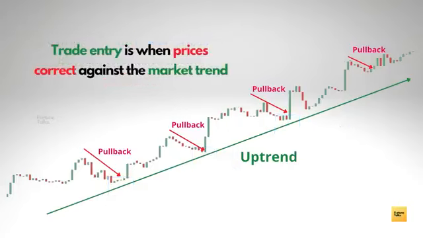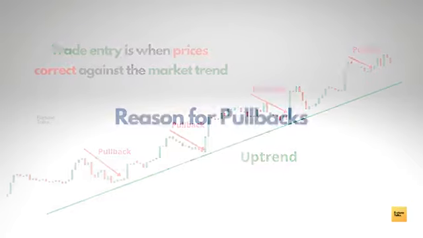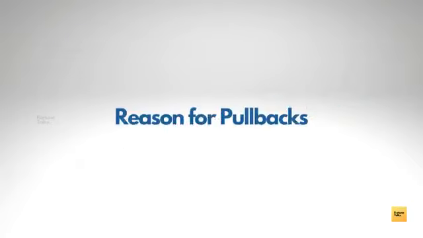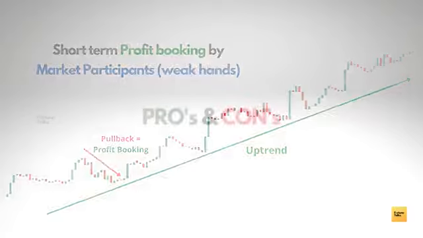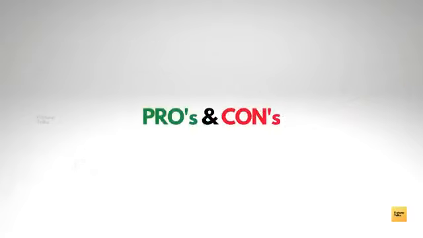As a pullback trader, you are trying to take a trade in the direction of the trend, but you look to enter when the market is going against the trend on the retracement or the corrective move, while you are still trading in the direction of the trend. And the reason for pullbacks in the prices is simple. It is due to short-term profit booking by some traders, which causes the prices to dip lower. Now let us move on to understanding the pros and cons of pullback trading.